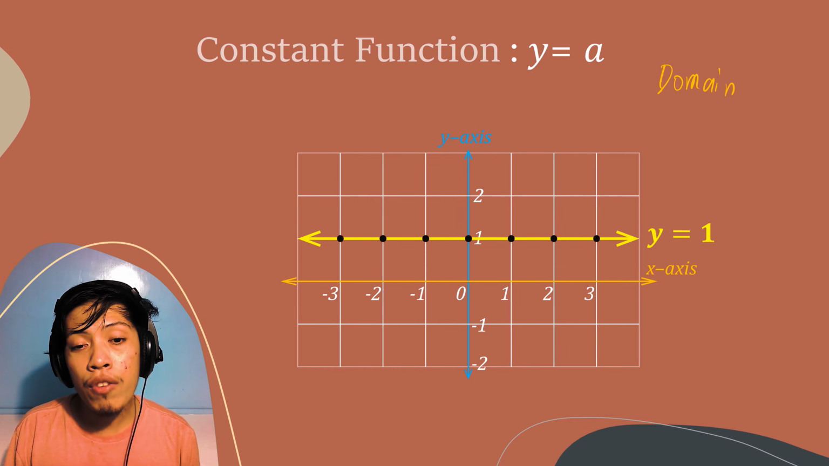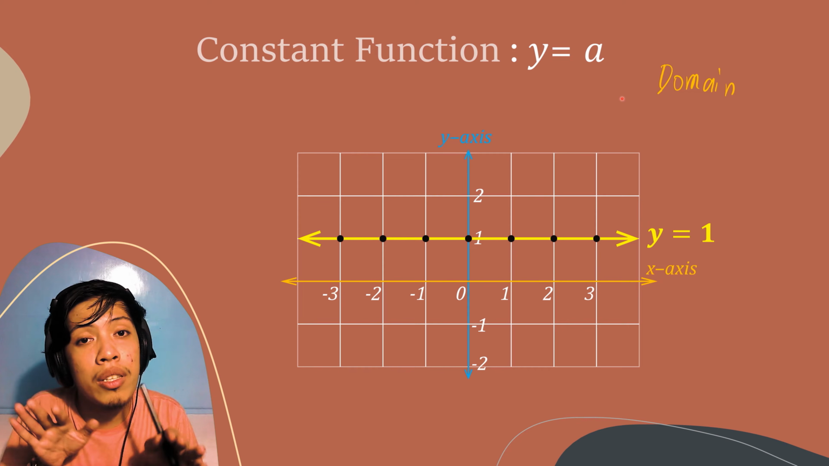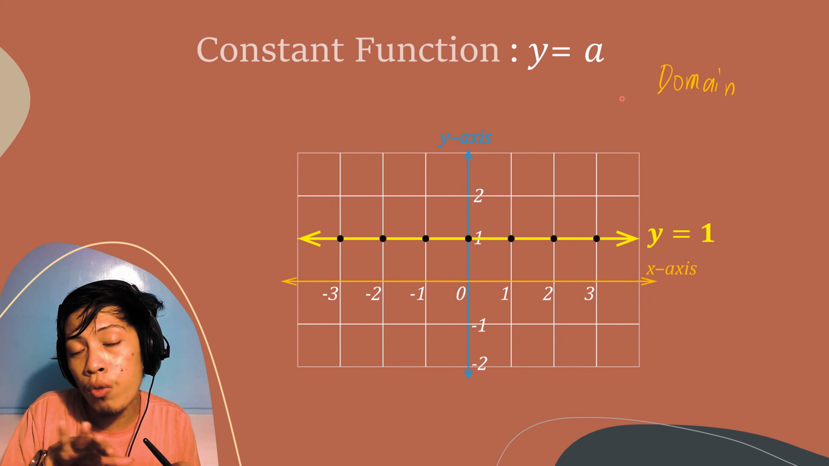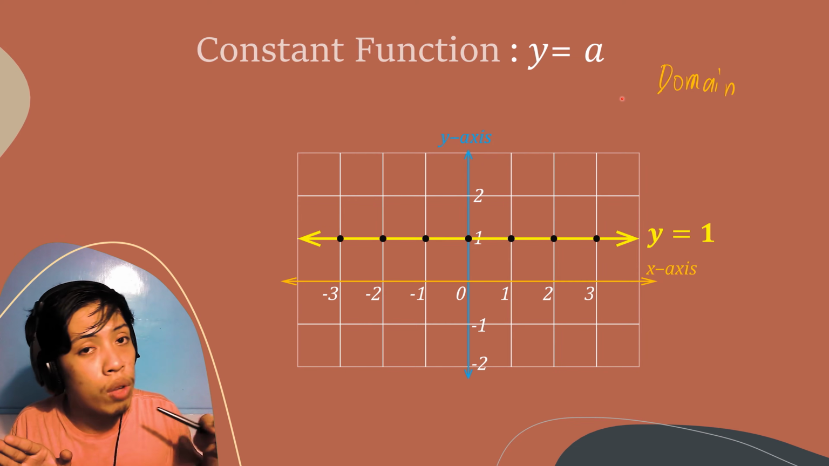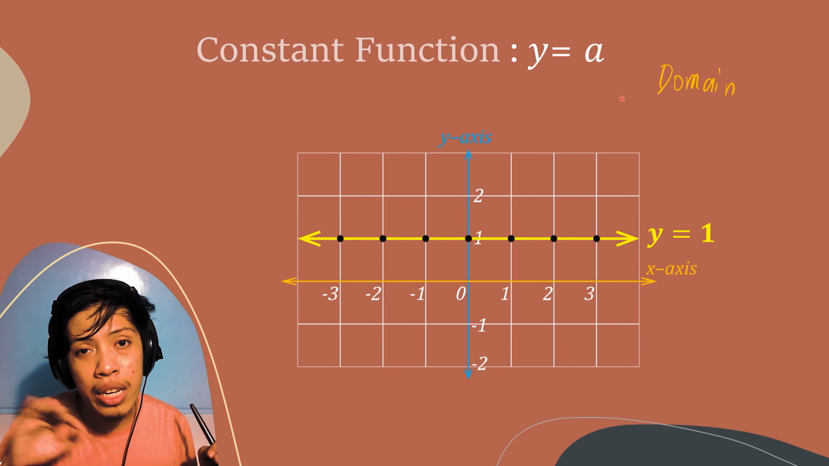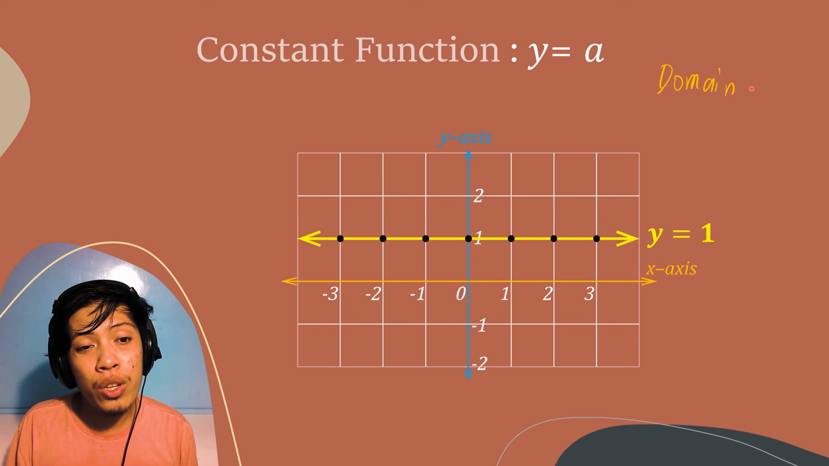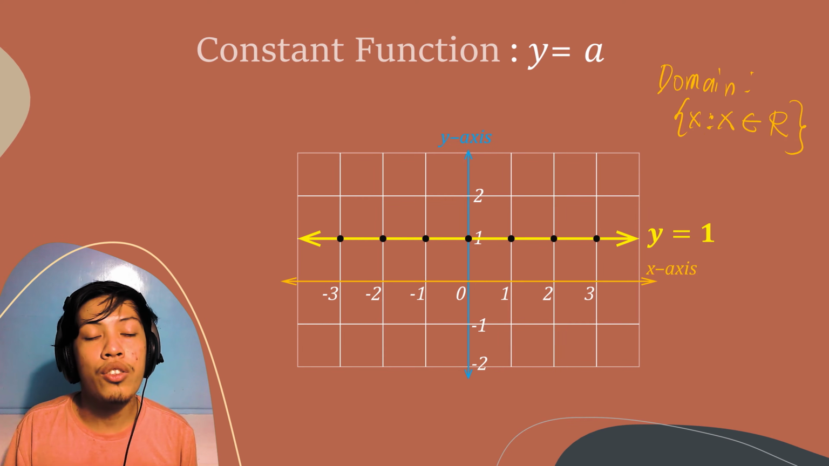Now, since the graph is horizontal, and we have an arrow here, and we also have an arrow here, that means this line would just go on forever to the left, and it would just go on forever to the right. So that means all of the x along the x-axis from negative infinity to positive infinity would be covered by this line. That's why your domain should be all real numbers. So that is your domain.